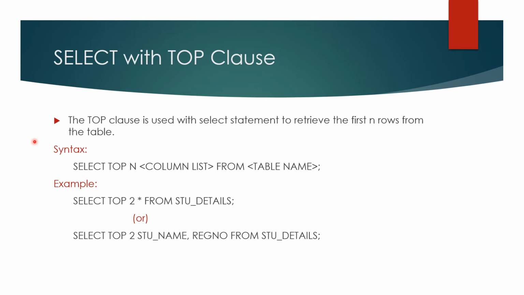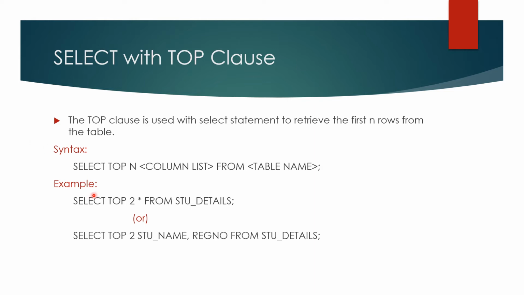Select statement with top clause. The top clause is used with the select statement to retrieve the first n rows from the table. Let us say you have a table with nearly 100 rows or 100 records, and you want to display only the top 10 records. Then in that kind of situation, we can go for the top clause.